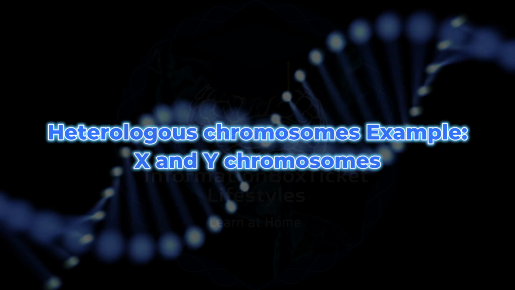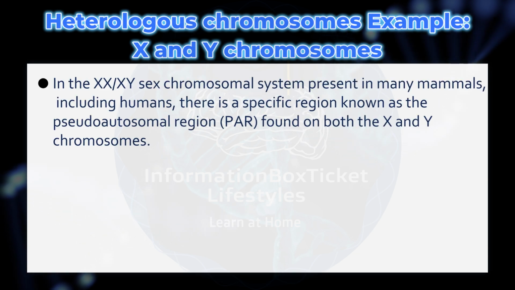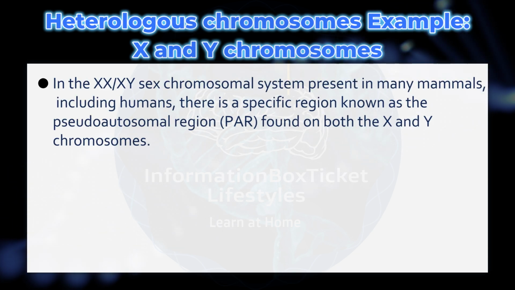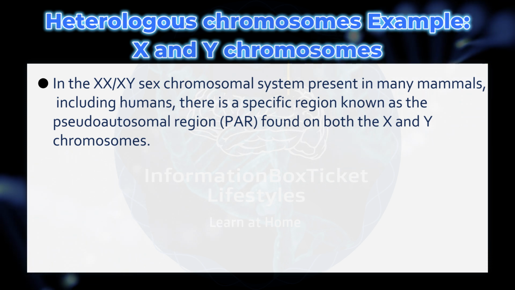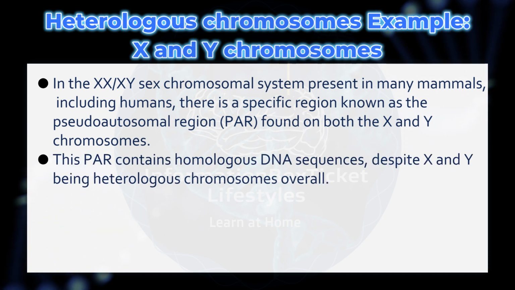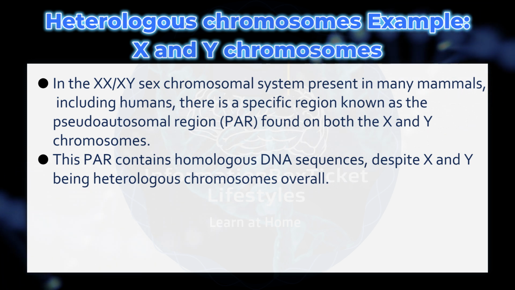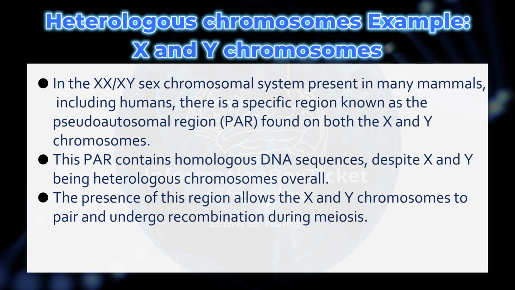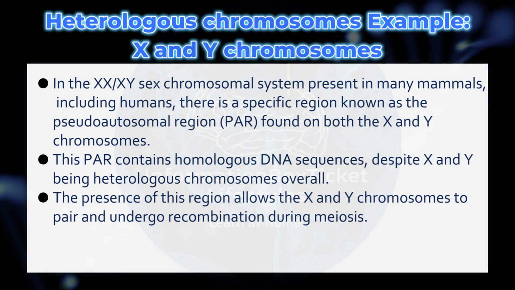Heterologous chromosomes, example, X and Y chromosomes. In the XX/XY sex chromosomal system present in many mammals, including humans, there is a specific region known as the pseudoautosomal region, PAR, found on both the X and Y chromosomes. This PAR contains homologous DNA sequences, despite X and Y being heterologous chromosomes overall. The presence of this region allows the X and Y chromosomes to pair and undergo recombination during meiosis.